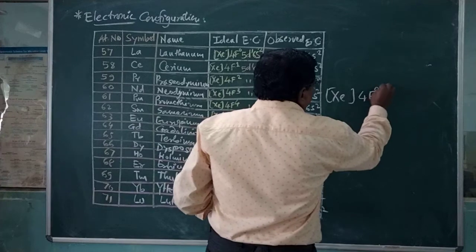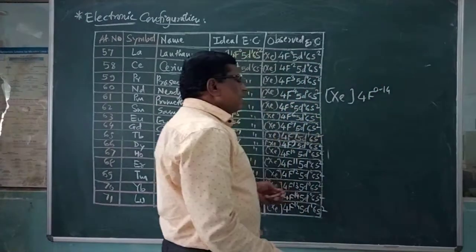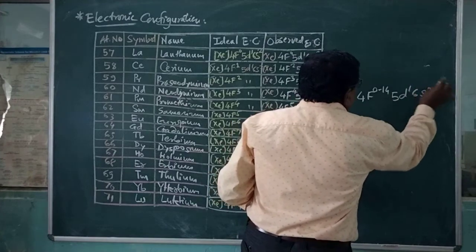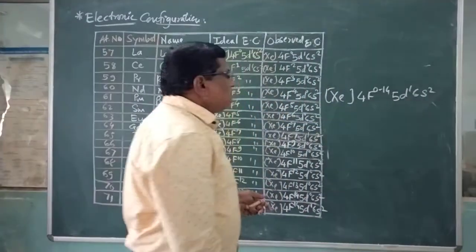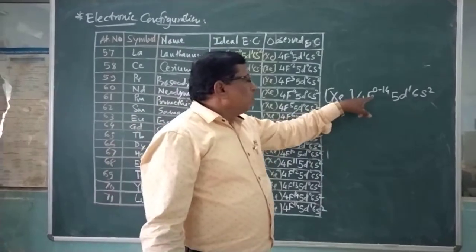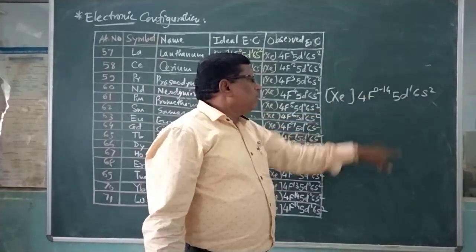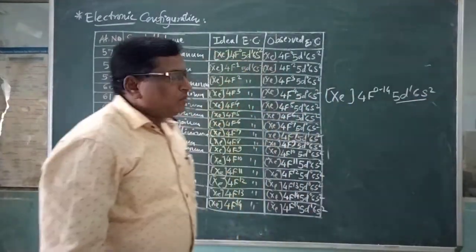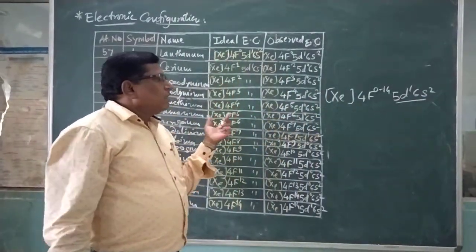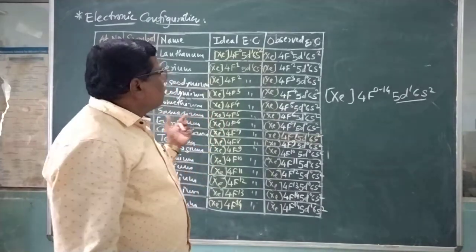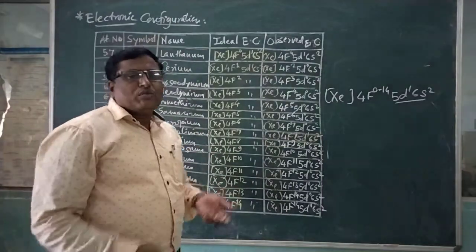again 4f 0 to 14 electrons can be taken. Again you take 5d1 6s2. It is the general electronic configuration for the lanthanide series. General means for lanthanum 0 onward to 1 to 14 electrons will come, and this will be common. It is called the ideal electronic configuration. This is the general electronic configuration for the lanthanide series. This idea can be taken in the case of the electronic configurations.